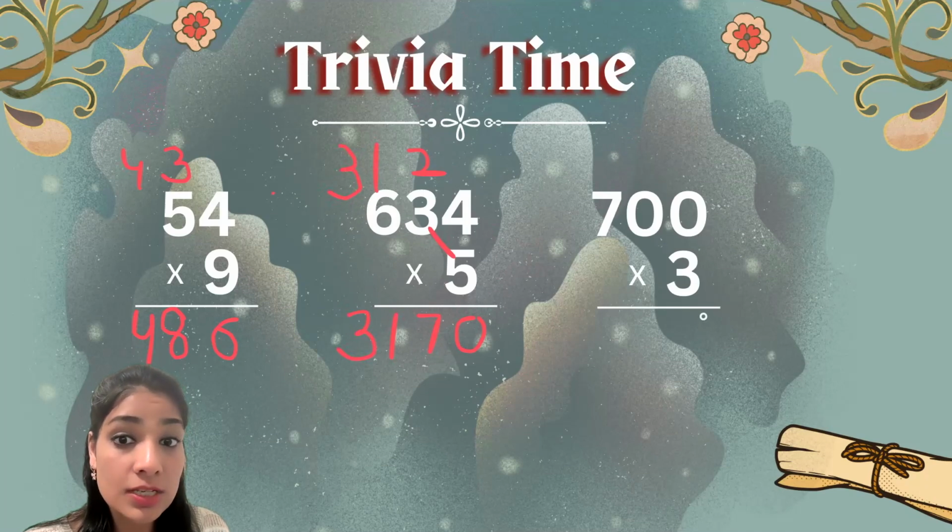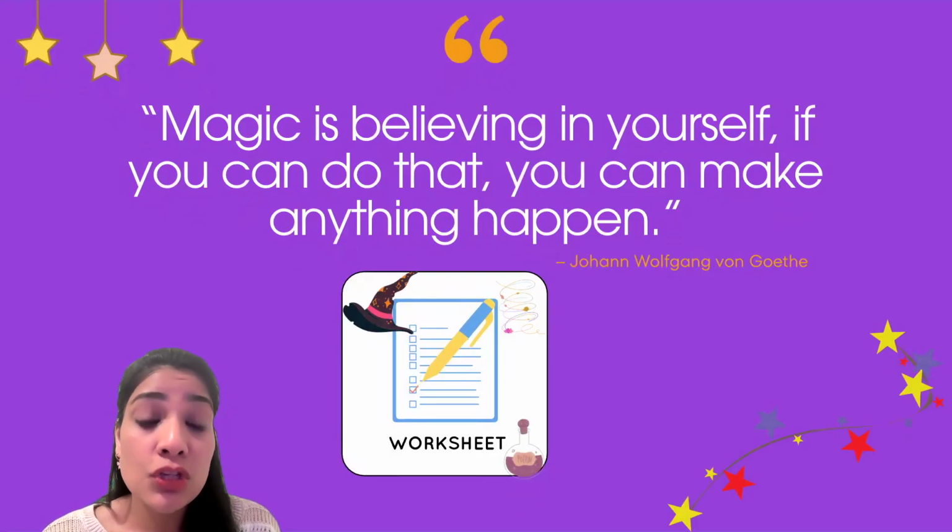3 zeros are 0. 3 sevens are 21. 1 comes down as result. 2 goes as a carry. There is no more thousands to multiply, so 2 comes down as a result. And what do we get? 2100 as a result.